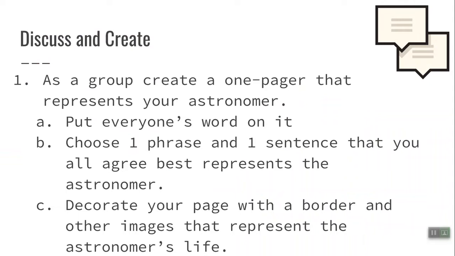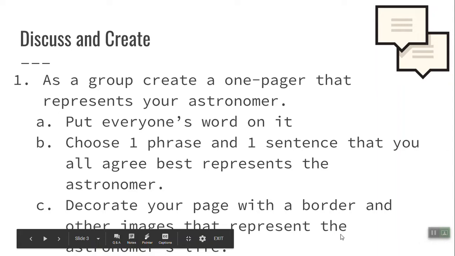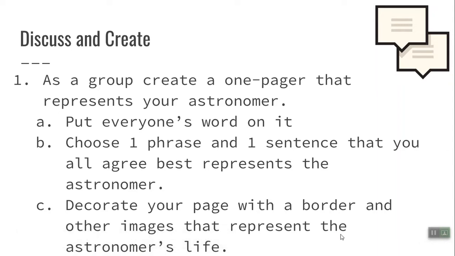The next thing you're going to do, once everybody has finished reading, as a group, you're going to use a blank piece of paper to create a one-pager that represents your astronomer. So your whole group is going to end up with one piece of paper. Put everybody's word on it. Put the name of your astronomer on it in a really prominent area. But now you have to talk to each other because you have to choose the one phrase and the one sentence that you all agree best represents the astronomer.